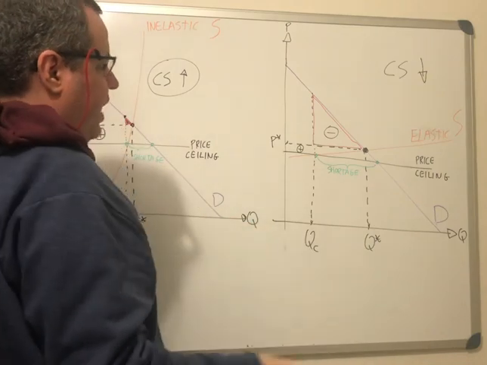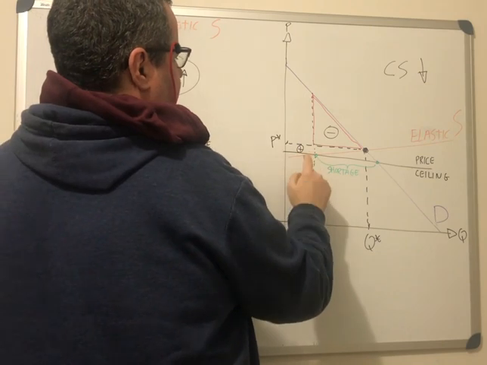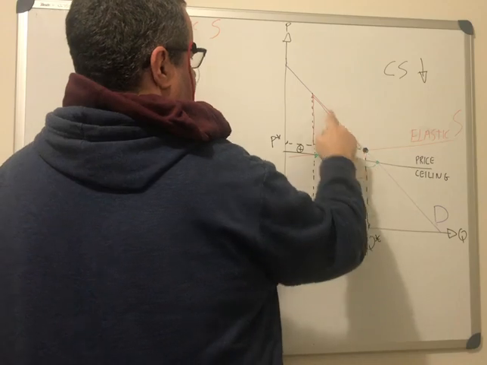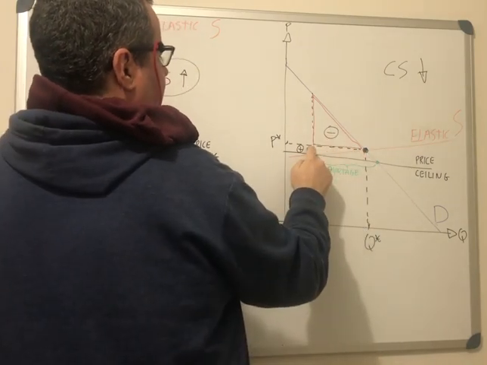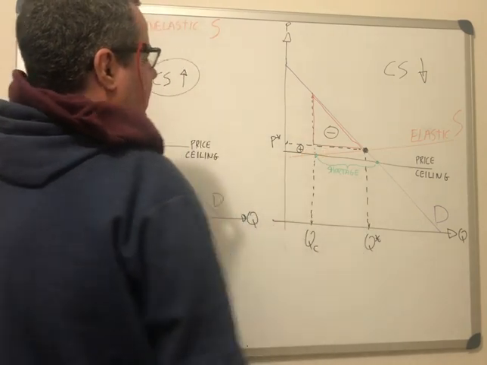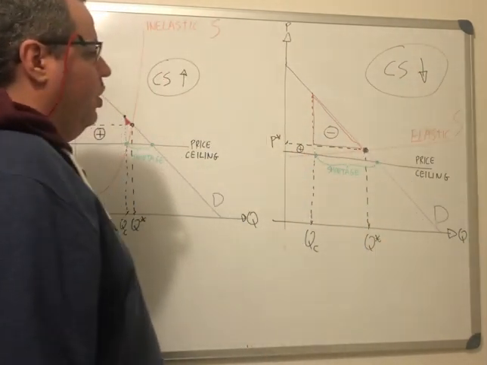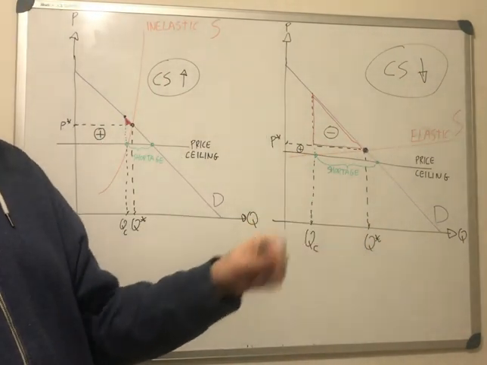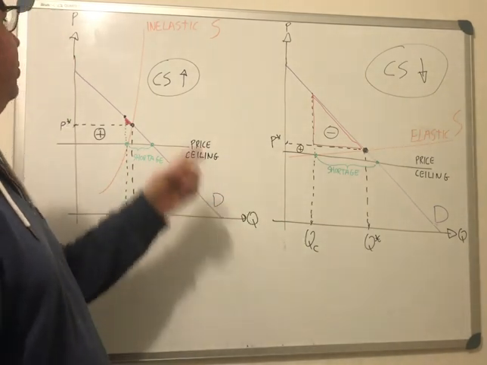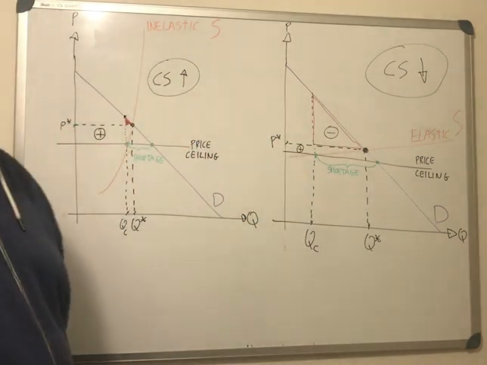Comparing with the previous area, we are gaining the area of this rectangle here, but we are losing the area of this red triangle here. I put a negative. So we are losing more than we are gaining. Visually, this area of this triangle here is much bigger than the area of this little rectangle. Therefore, the consumer surplus now is going down. We know that in all cases, the producer surplus goes down for sure, but the consumer surplus could go up or could go down. Depends on the relative elasticities of the demand and the supply.